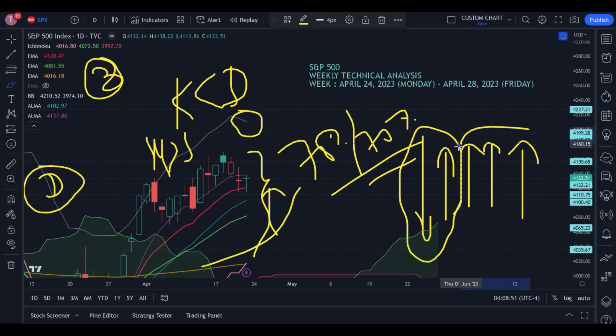Whatever bullish movement is there is only because of these three technicals: the moving averages, the Ichimoku cloud and the Bollinger Bands. That's it. And these two are simply cancelling out the effect of each other.